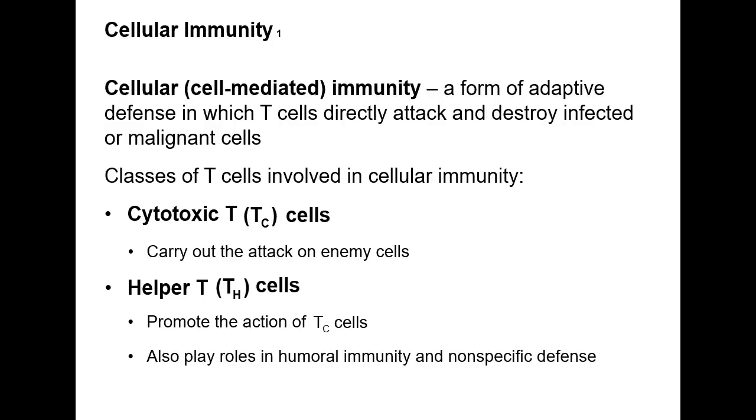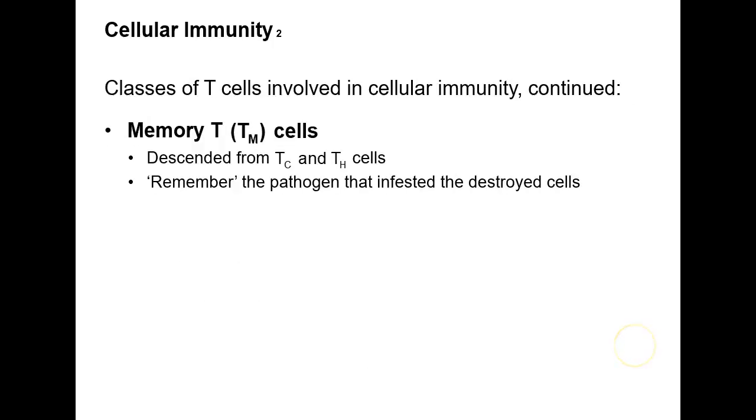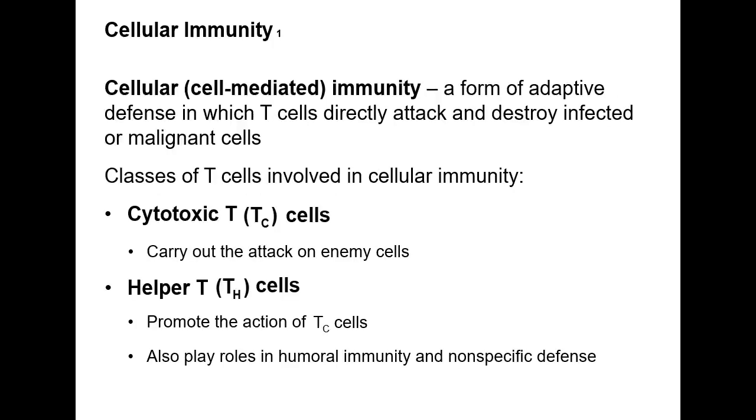So let's look at the different types of T cells that are going to be involved here. We've got cytotoxic T cells, helper T cells, and we also have memory T cells. These are the three types of T cells involved in cellular immunity. Now, the cytotoxic T cells are really there to help attack cells that are pathogenic. So any cells that have become infected by a pathogen or any pathogenic cells in general that are in the body will be attacked and broken down by cytotoxic T cells.